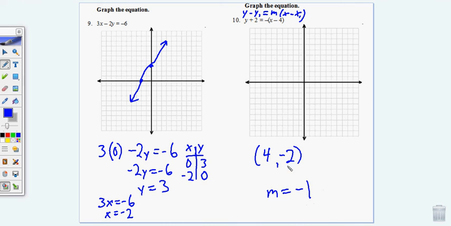So here's a point. Here's my rise over run. My point is 4, negative 2. 1, 2, 3, 4, negative 2. And then I have to go a rise of negative 1 and a run of 1. So it's like negative 1 over 1. So look, it's making a line, isn't it?